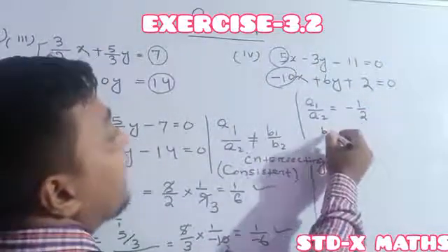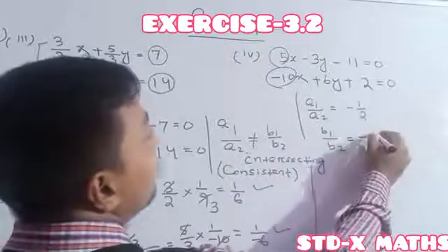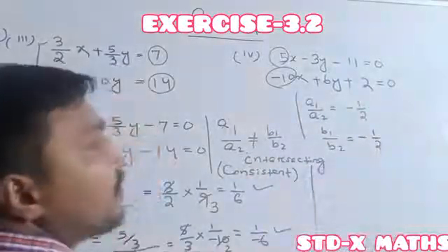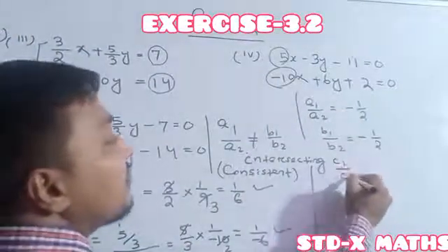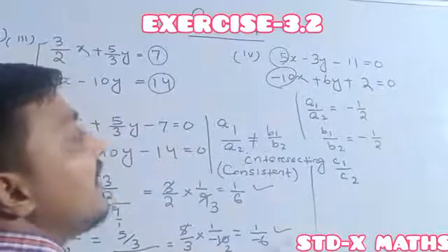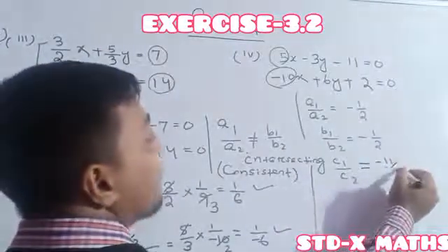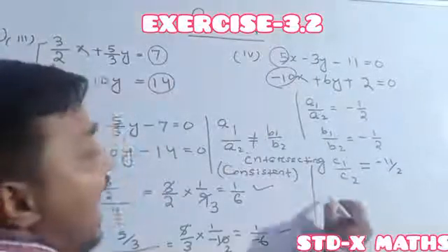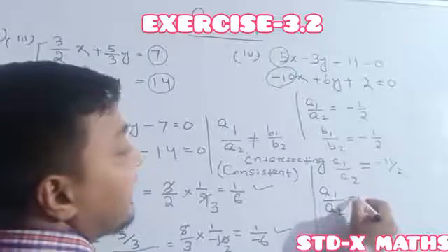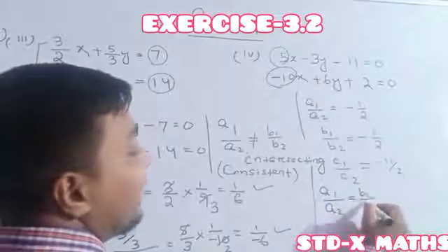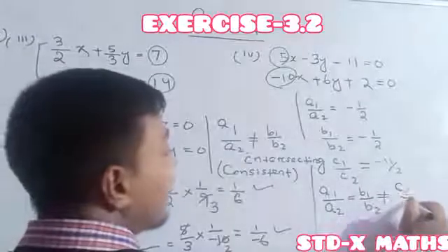Here B1 divided by B2 is also minus 1 by 2. Whenever both are equal, the requirement is that we have to check C1 by C2, how much it will be. Here we are getting C1 by C2 as minus 11 by 2. As A1 by A2 is equal to B1 by B2, but it is not equal to C1 by C2.